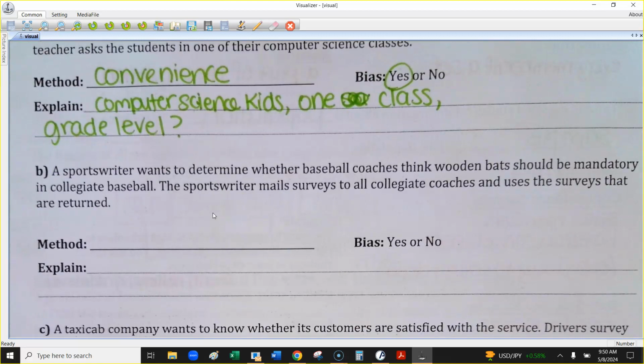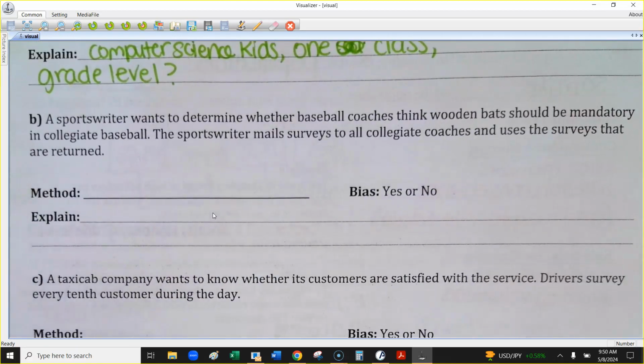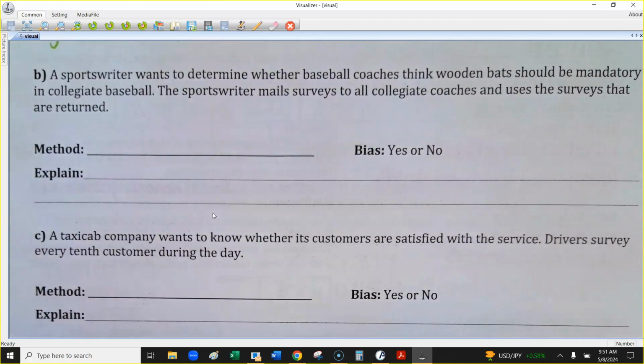All right, my second scenario, this says a sports writer wants to determine whether baseball coaches think wooden bats should be mandatory in collegiate baseball. The sports writer mails surveys to all collegiate coaches and uses the surveys that are returned. Which one of those methods would this be? Yes, because they're choosing to respond, right? So this is self-select.